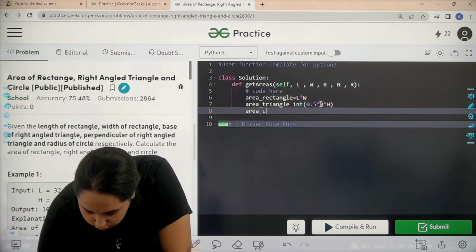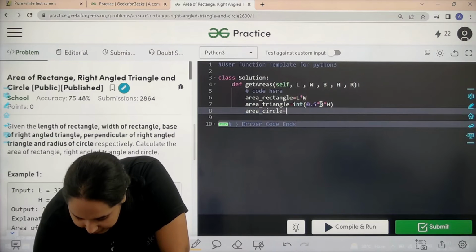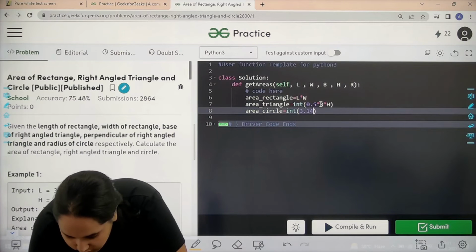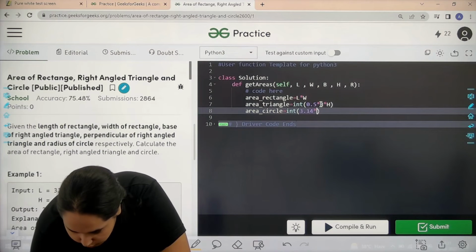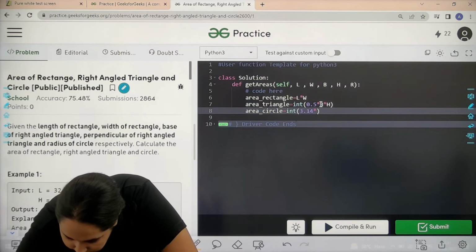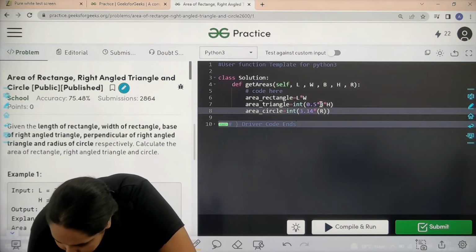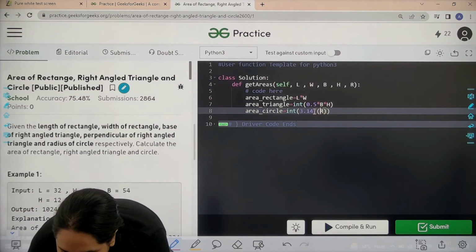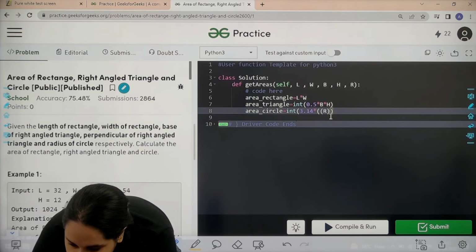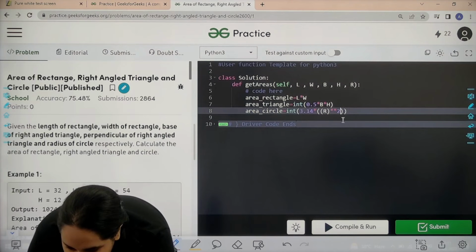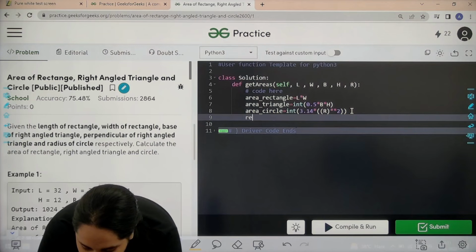The last one is the area of circle, which is again an integer value. It would be 3.14, which is the value of pi, multiplied by R. I also need to calculate the square of R, so let's do it like this: circular brackets, capital R, then one more bracket over here, and star star 2. So this is the area for the circle, and finally I will just return these three values.